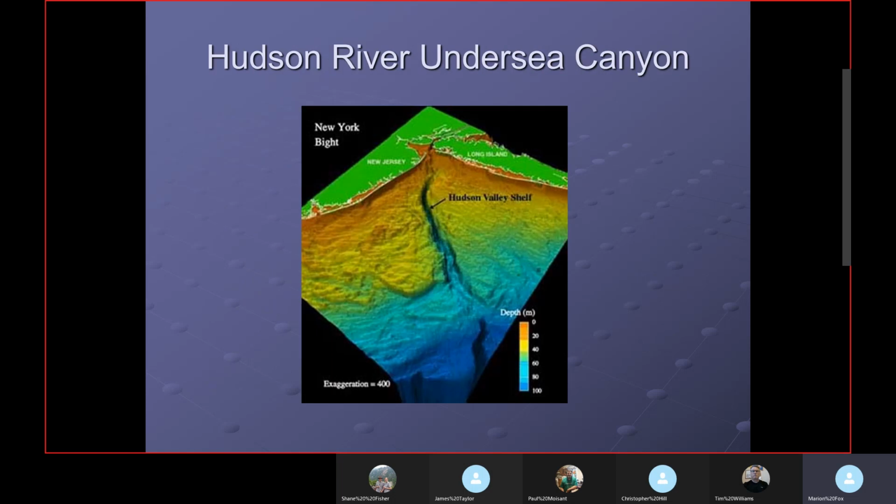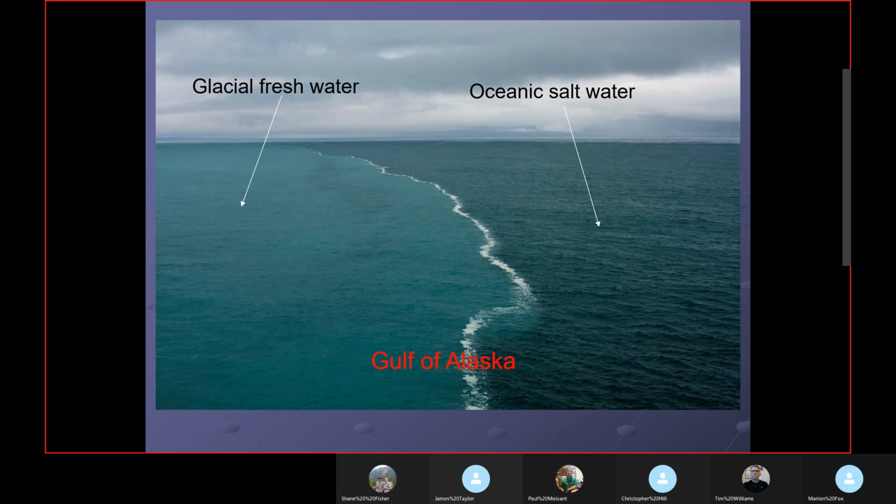into the Gulf Stream. Here's your Hudson Valley undersea canyon that was probably cut at that time. This canyon could have been cut during the flood itself, but I think it may have been cut after the flood. Here's a picture in the Gulf of Alaska. I picked it up off the internet. It's glacial freshwater and oceanic saltwater. You can see them right there. Someone flying over took it.